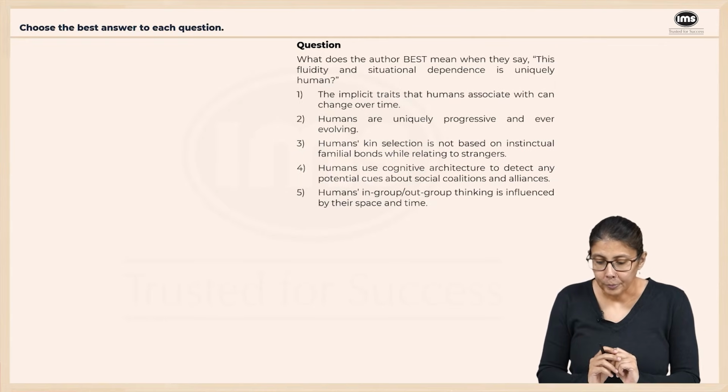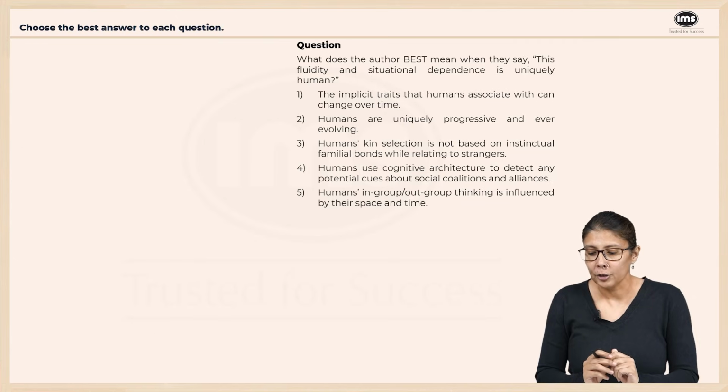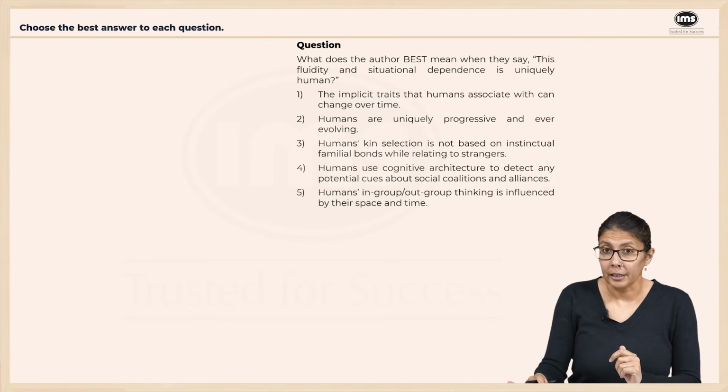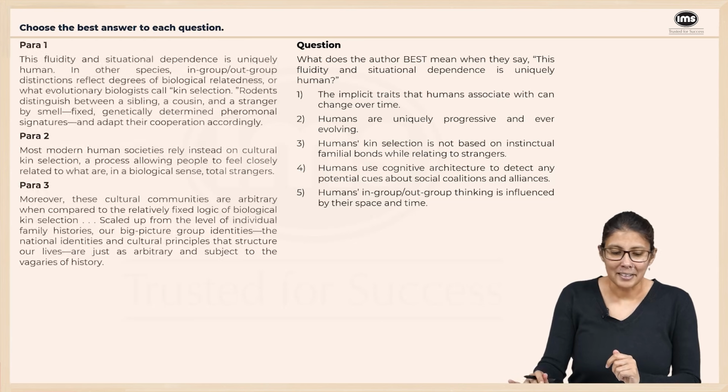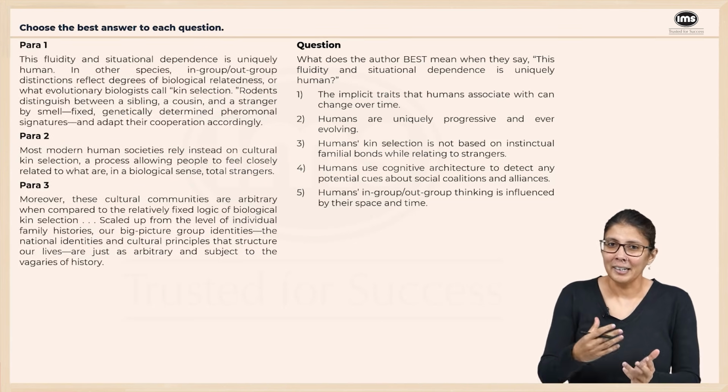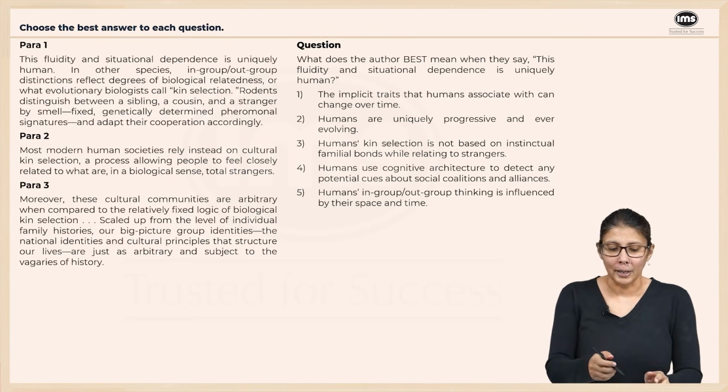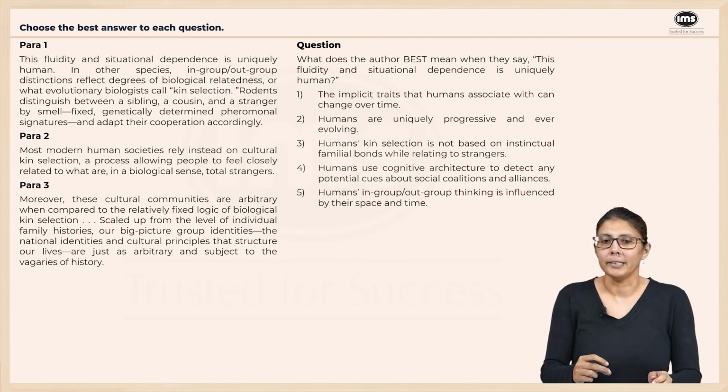The question is, what does the author best mean when they say this fluidity and situational dependence is uniquely human? Now this is the very first sentence of the passage, but the sentence does not make sense until you read the entire passage. That is why we are going to be looking at all 3 paragraphs or at least the most important points in each para.